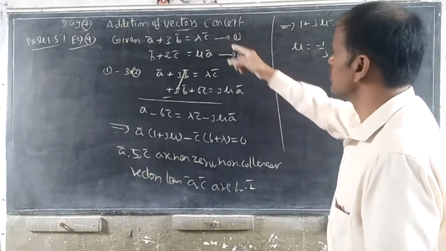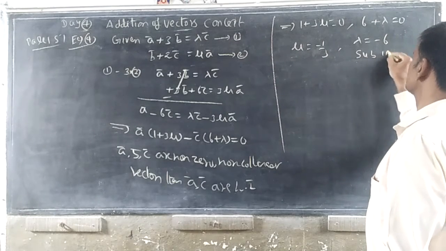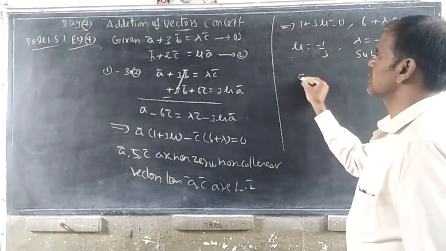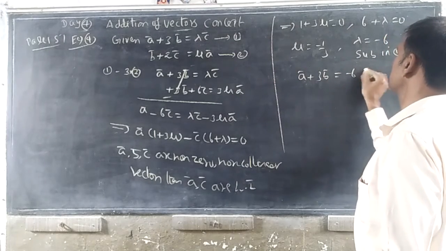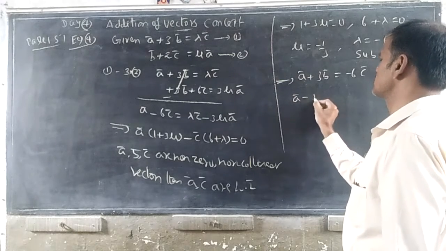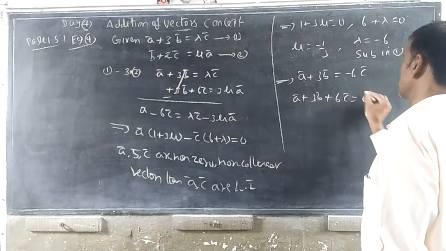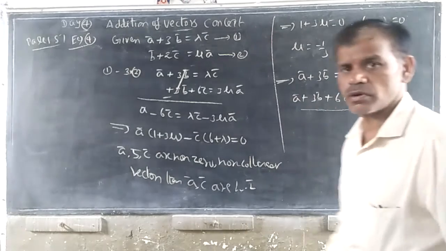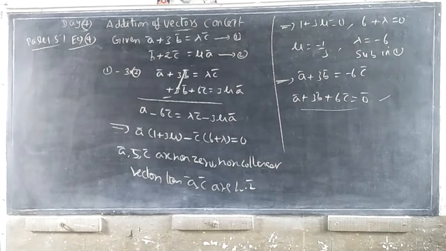Substitute any one in these equations. Lambda equal to minus 6. Substituting in the first, we get A bar plus 3B bar is equal to minus 6C bar. Taking this to one side, A bar plus 3B bar plus 6C bar equal to 0 bar. So 0 bar is the answer. This is an important question.